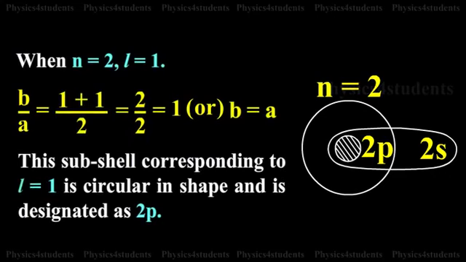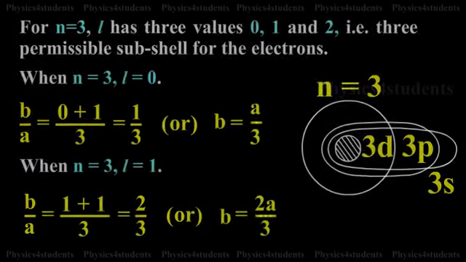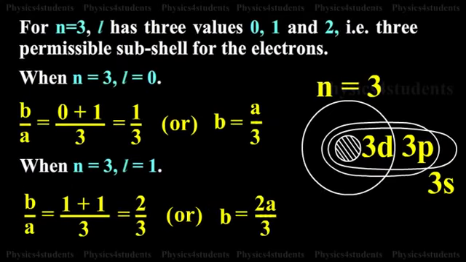When n is equal to 2, l is equal to 1. b/a is equal to (1+1)/2, that is equal to 2/2, which is equal to 1, or b is equal to a. This subshell corresponding to l equal to 1 is circular in shape and is designated as 2p. For n equal to 3, l has three values: 0, 1 and 2. That is, there are three permissible subshells for the electrons.